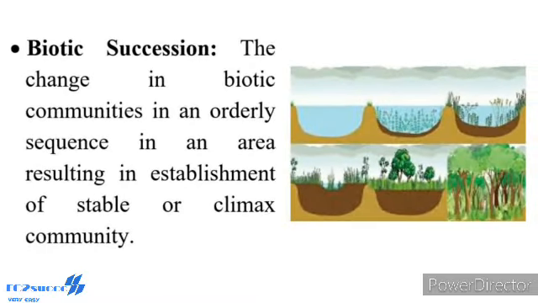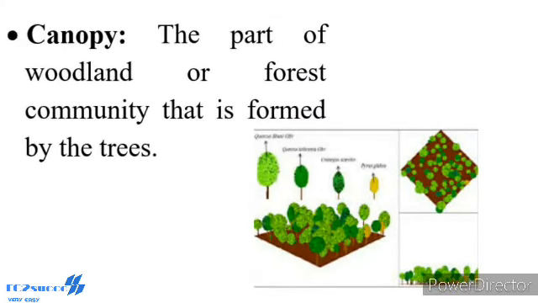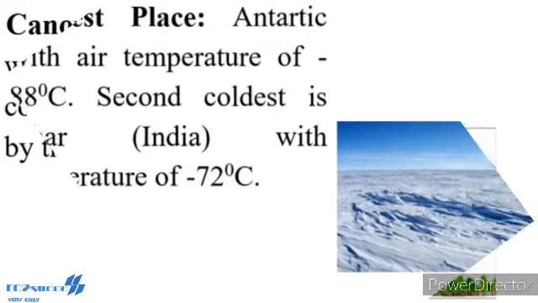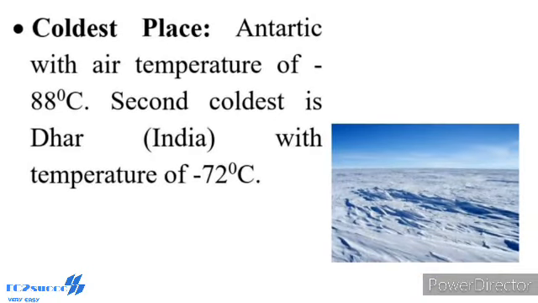Next one, biotic succession, the change in biotic communities in an orderly sequence in an area resulting in establishment of a stable or climax community. Another one, canopy, the part of woodland or forest community that is formed by the trees. Coldest place, Antarctica, with the air temperature of minus 88 degrees Celsius. Second coldest, Dras in India, with the temperature of minus 72 degrees Celsius.